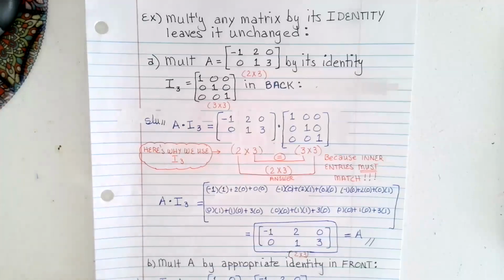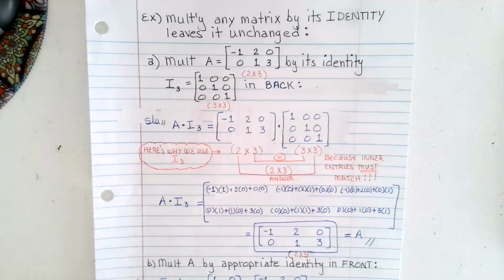Now we are going to multiply a matrix by its identity and demonstrate that it will leave it unchanged. It will not change the original matrix. That makes sense because the identity element for the real numbers is the number 1. If you multiply any number by the number 1, it's unchanged.